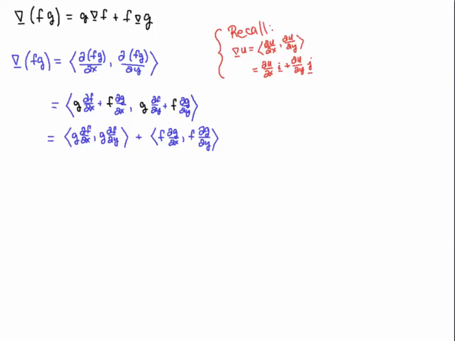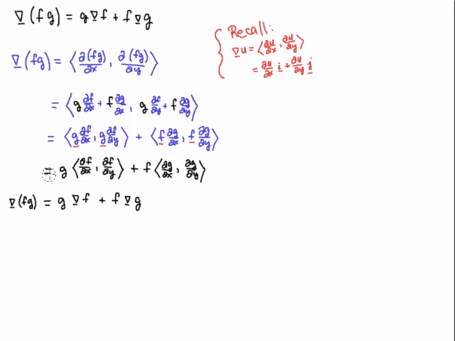Okay, not to belabor that point, we now have a scalar function g that I can factor out of the first summand, and I have a scalar function f that I can factor out of the second summand, and that leaves me with the gradient of f multiplied by g in the first term plus f times the gradient of g, and that is what we wanted to verify. All right, good luck.